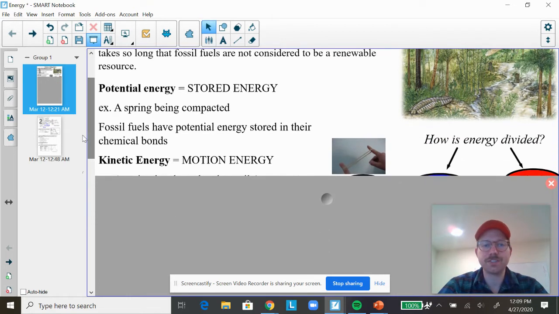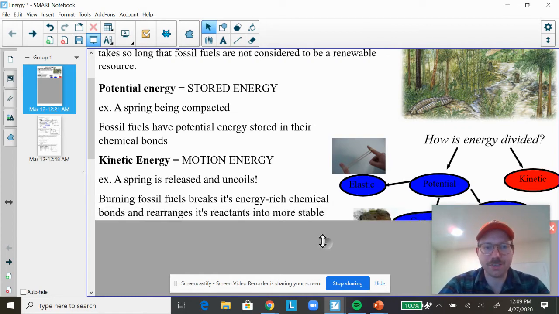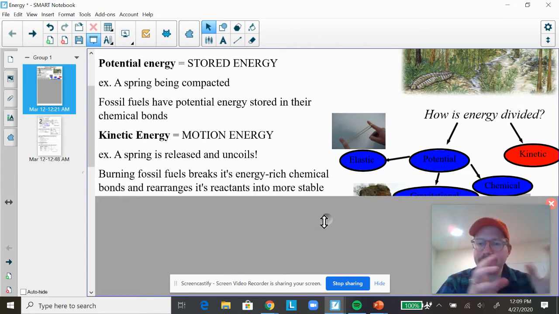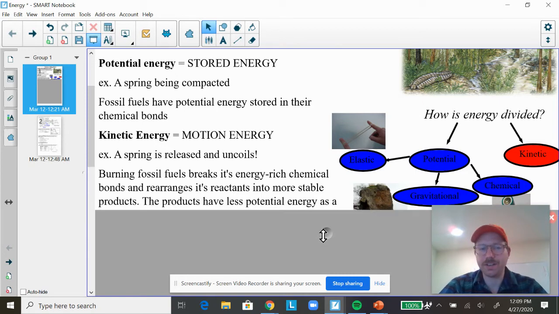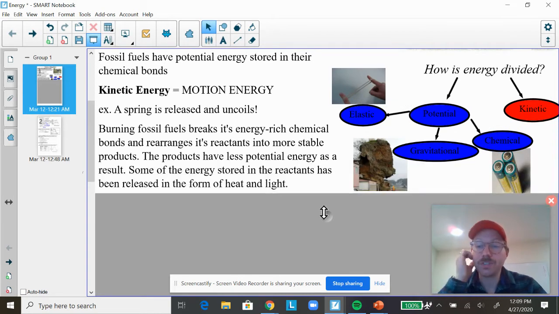Conversely, once we release that energy, it does something. It's energy in motion, right? In action. And so the spring is released, or we burn the fossil fuels and break the bonds and release that energy-rich molecule. And as a result, the reactants, the ones that are on the left-hand side of the equation, rearrange into more stable, lower energy, typically, products. Particularly when we're talking about the rearranging of atoms for fossil fuels and burning them, we are going to talk about reducing the amount of energy.